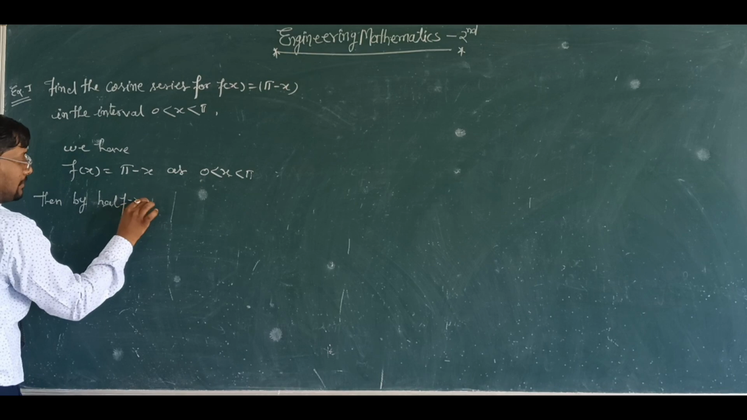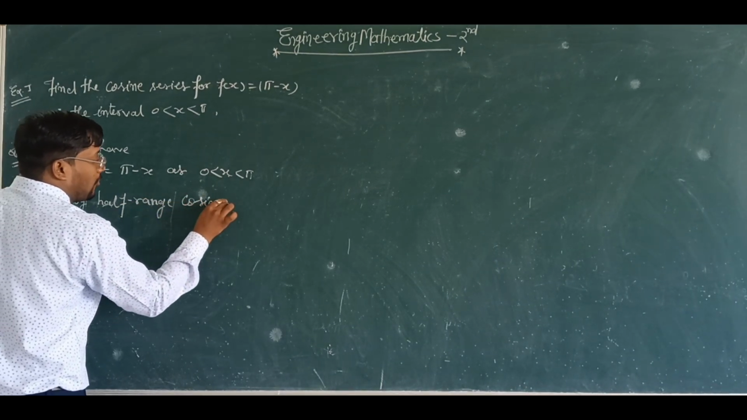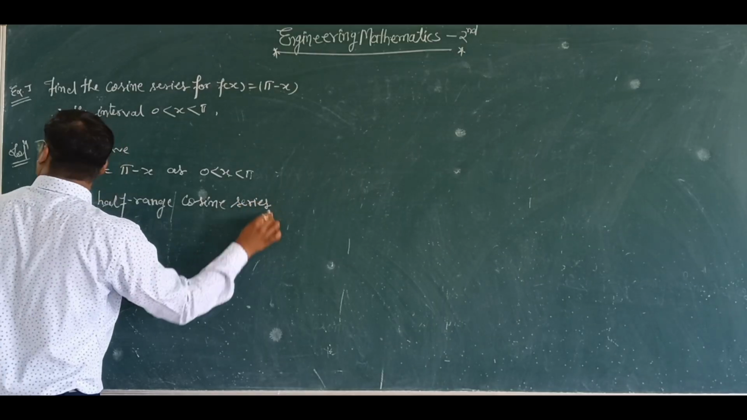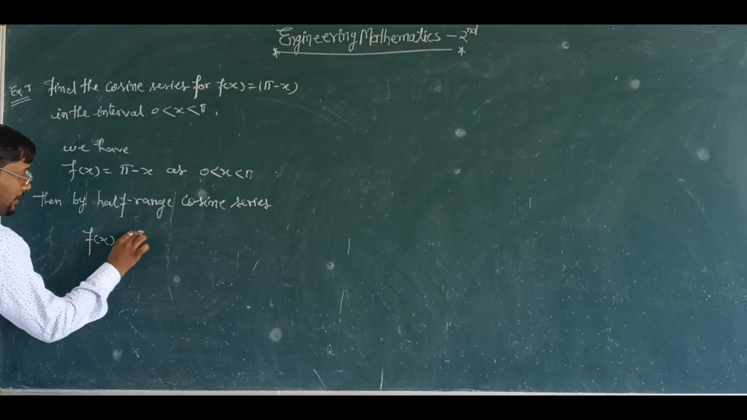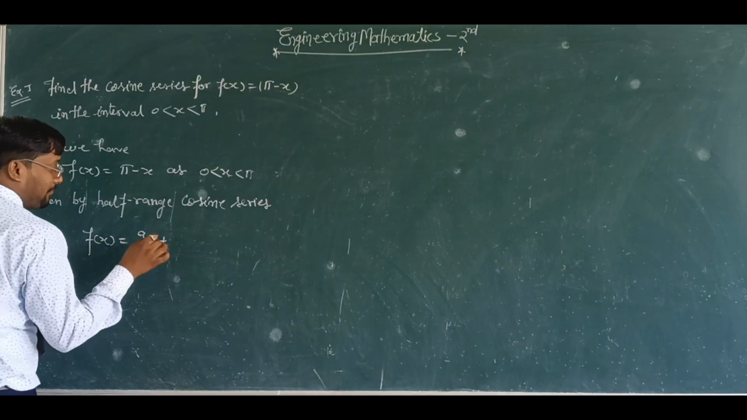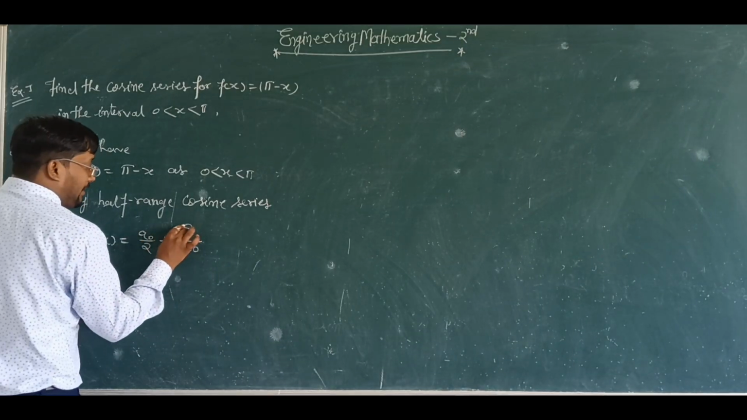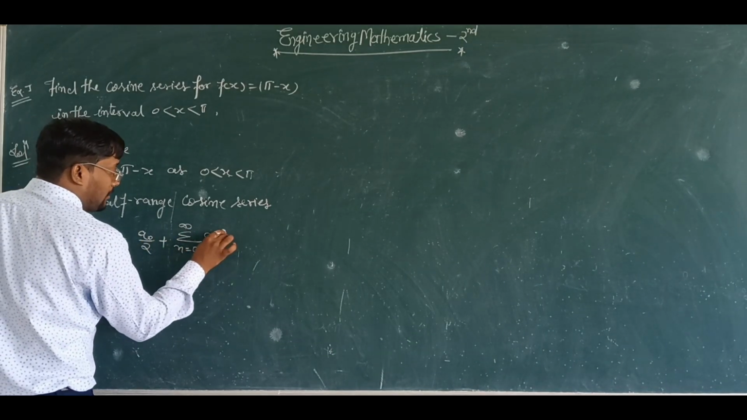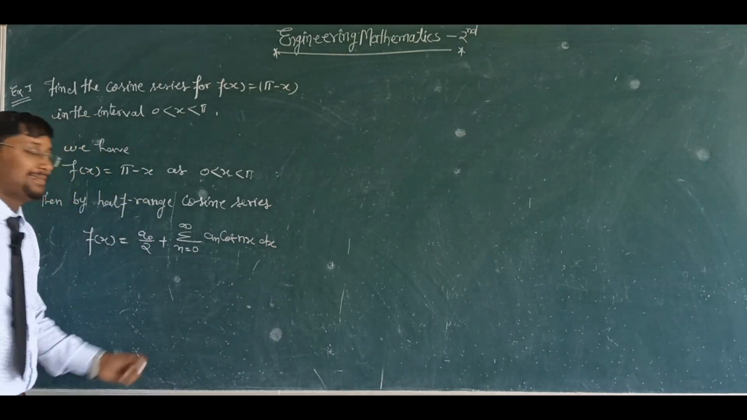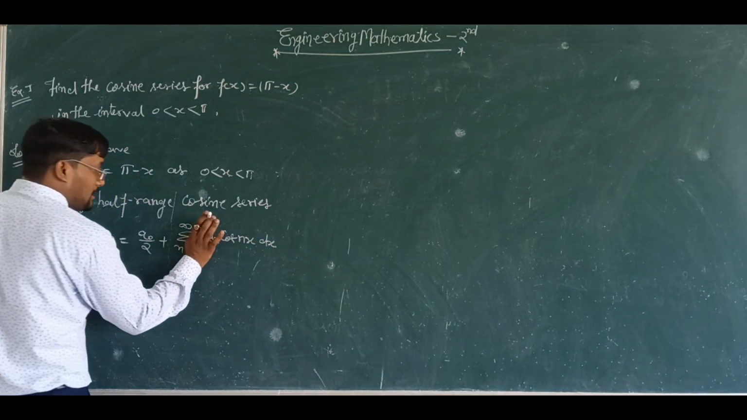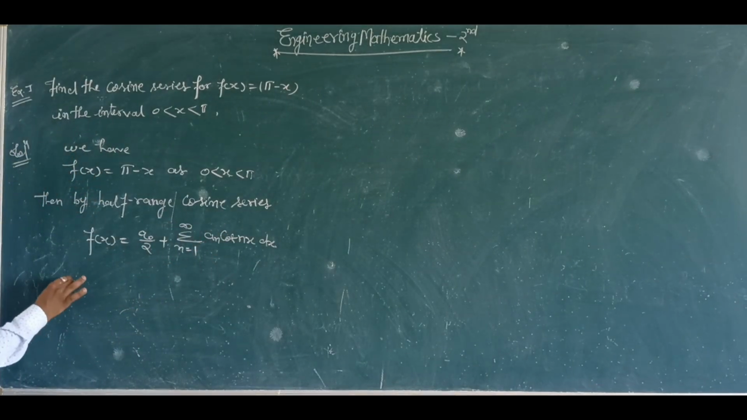Then by the half range cosine series you can write f(x) is equal to a naught by 2 plus summation n equal to 1 to infinity an cos nx. Now, first of all, find the value of a naught.